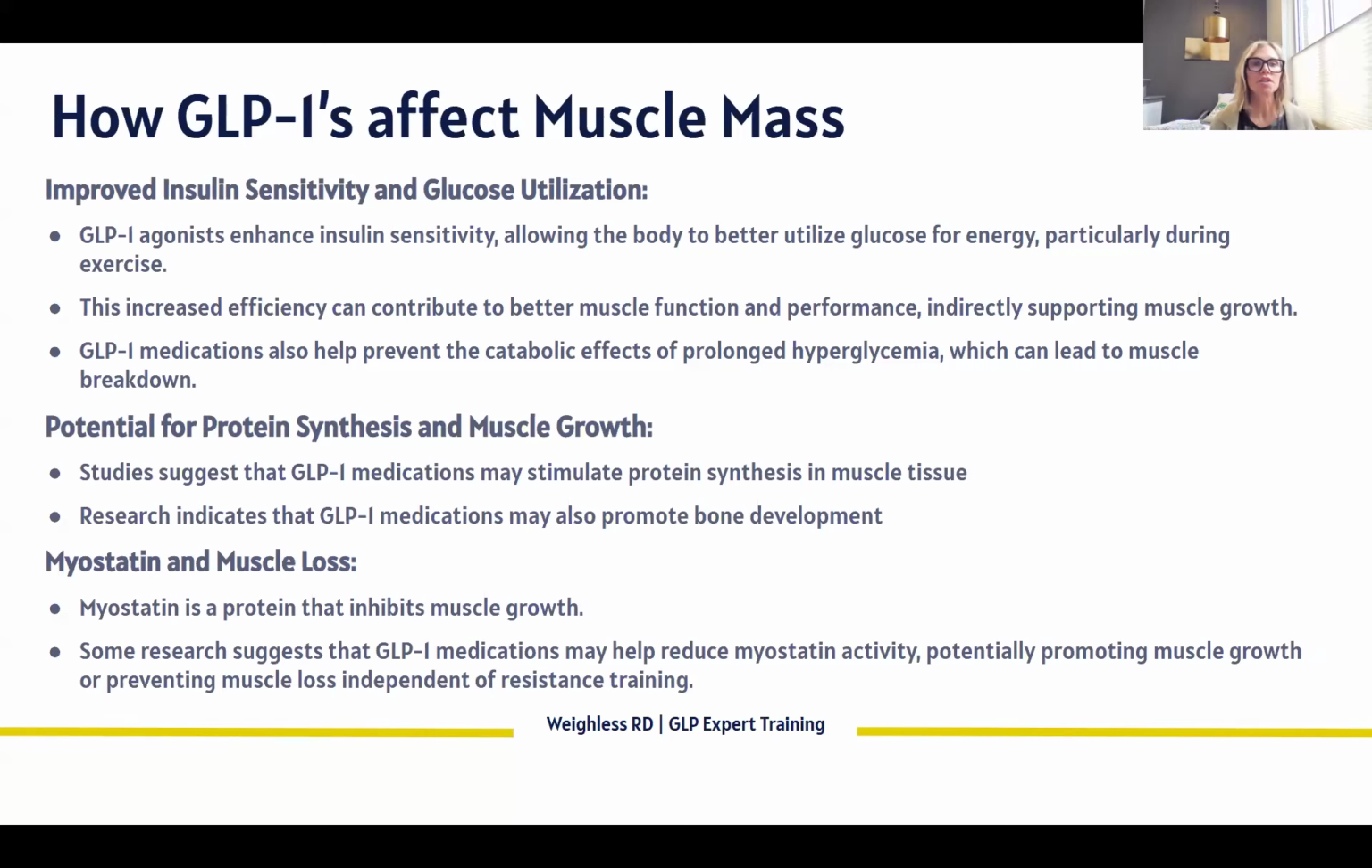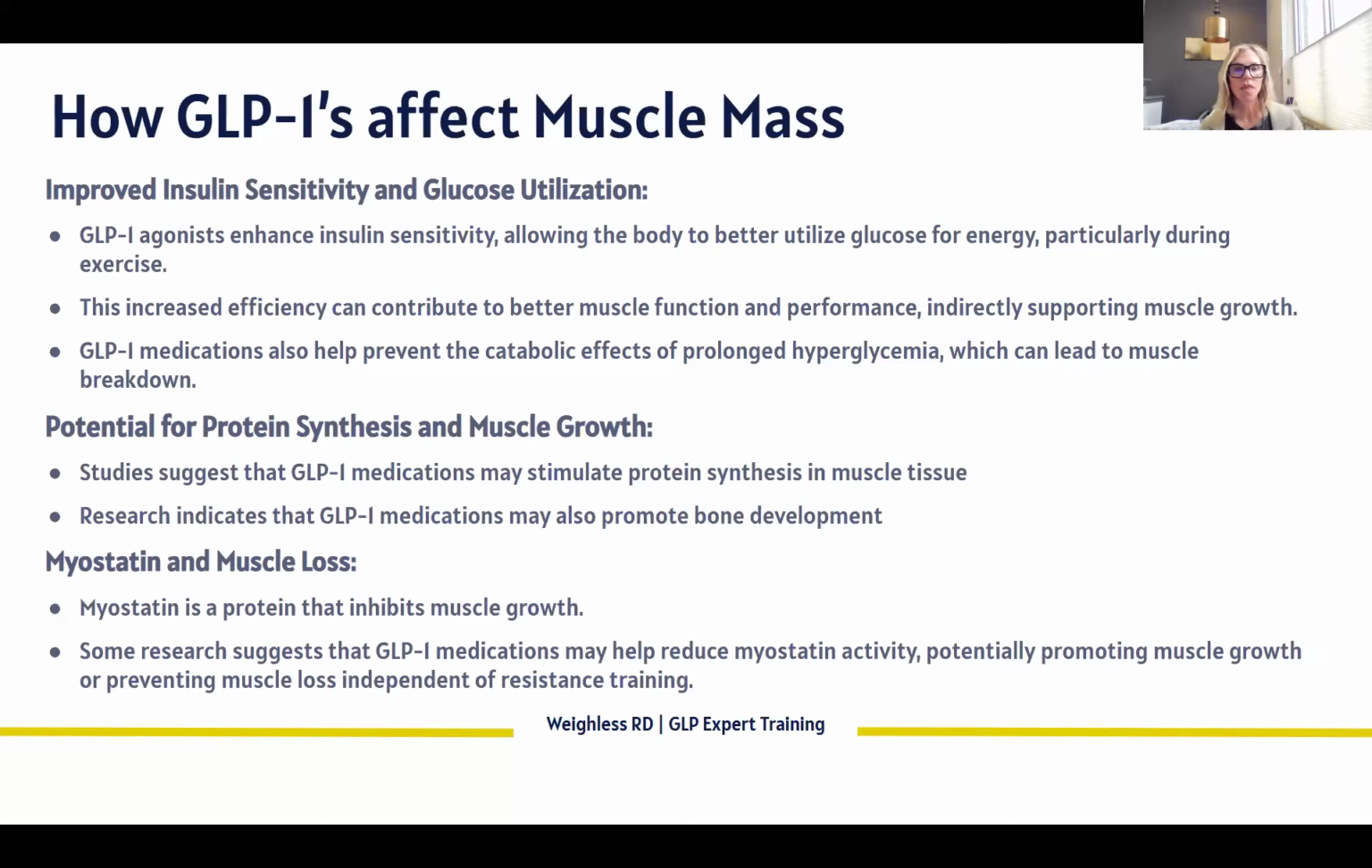Some studies suggest that GLP medications may stimulate protein synthesis in muscle tissue, and that's independent of exercise. Research also shows that GLP medications can promote bone development as well. So anytime you can fix the foundation of metabolic dysfunction, which is blood sugar imbalance and dysregulation, the body's going to respond positively. And it is the exact same thing that happens in the muscle.